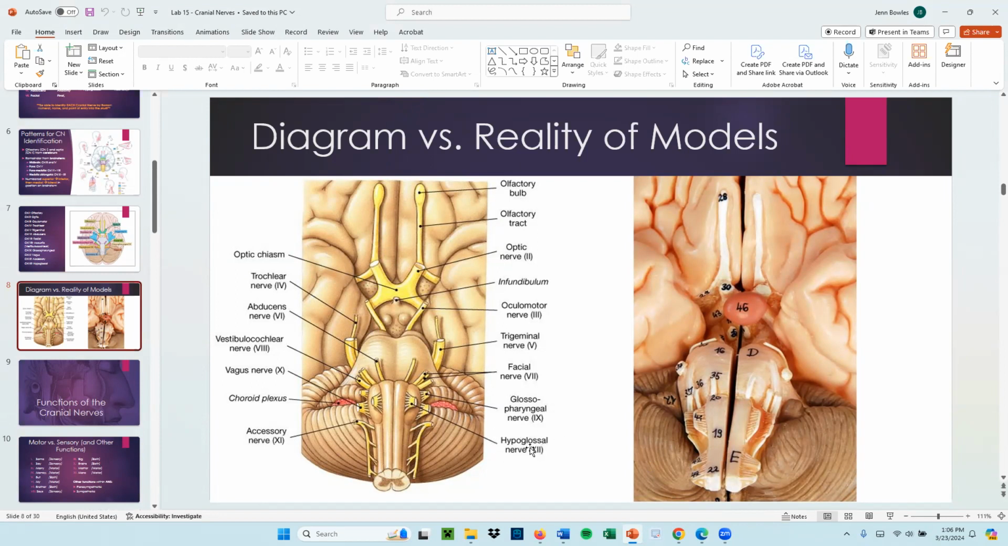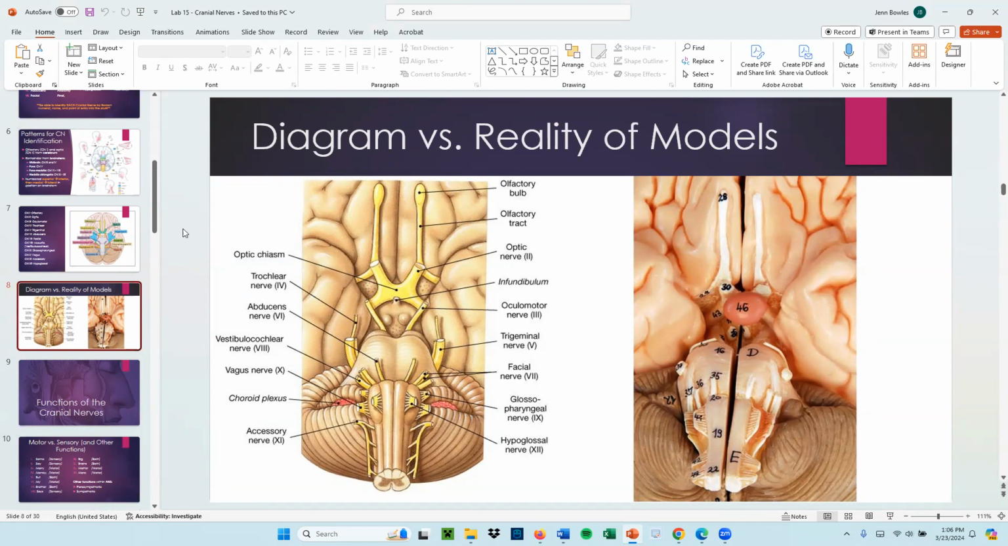This is our hypoglossal nerve number 12, which shows up on the model. I think that's like 44 or something right here. And then 11 is going to be a little lower. So 11 is just inferior to that. So hopefully that gives you some direction for the kind of stuff that I could ask from this inferior view.